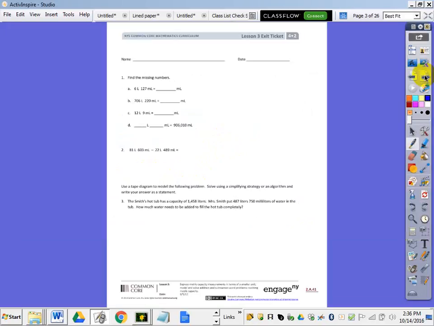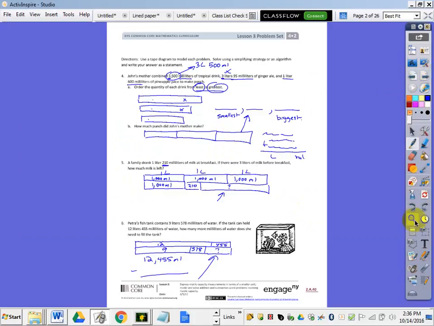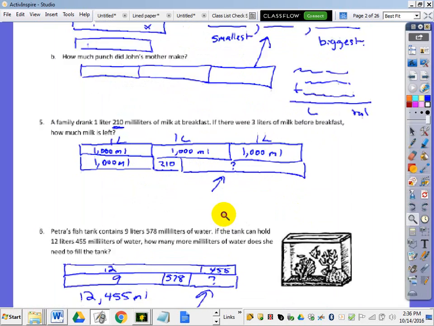And on the next page, I guess we got the exit ticket. So go back, check it out, rewind the tape if you need to, and see what you think.